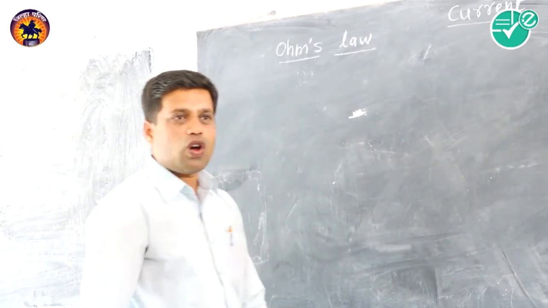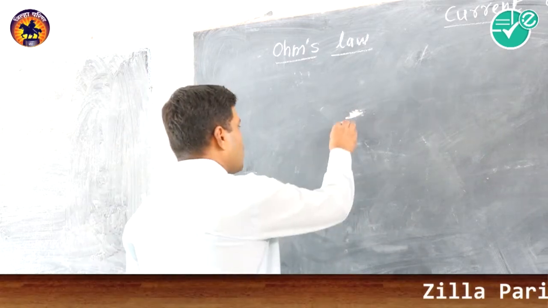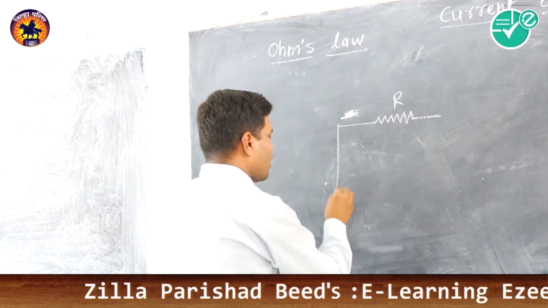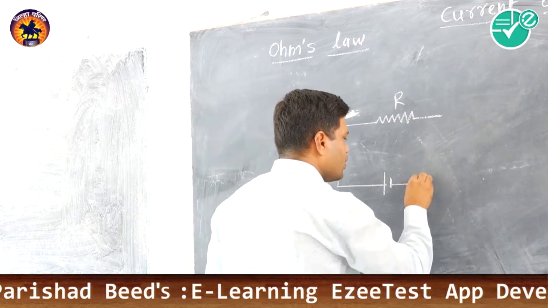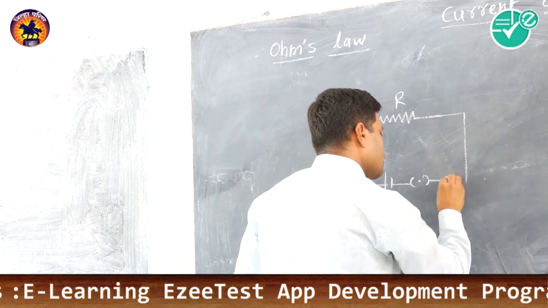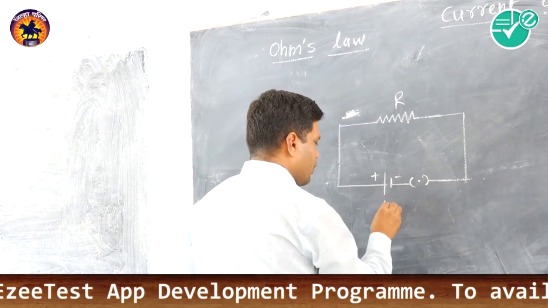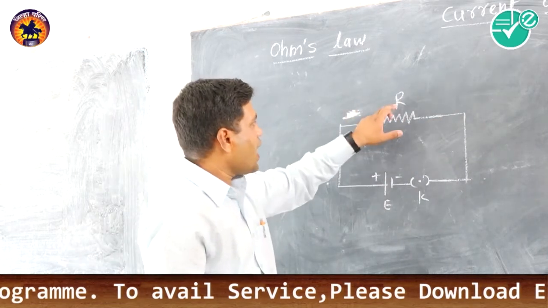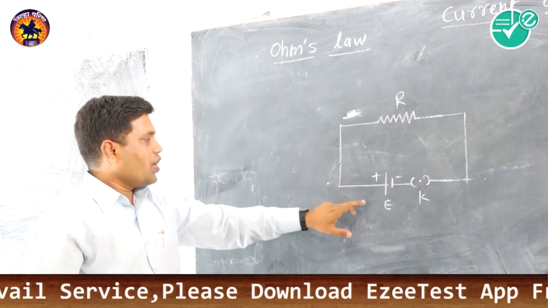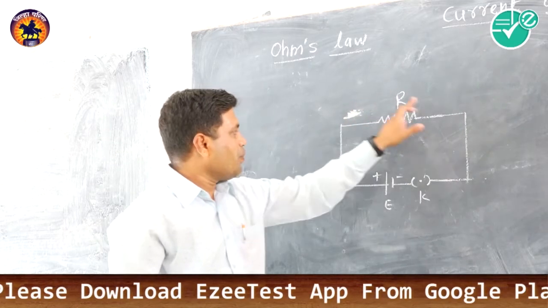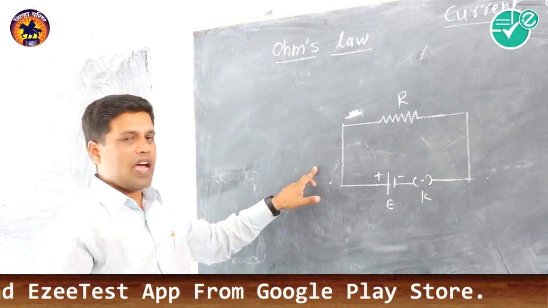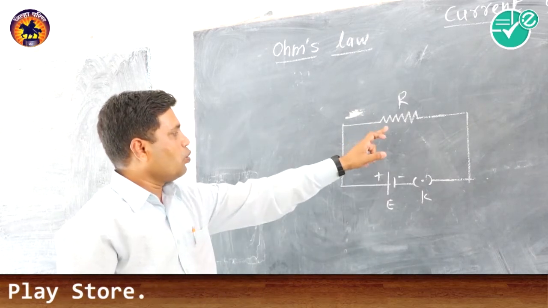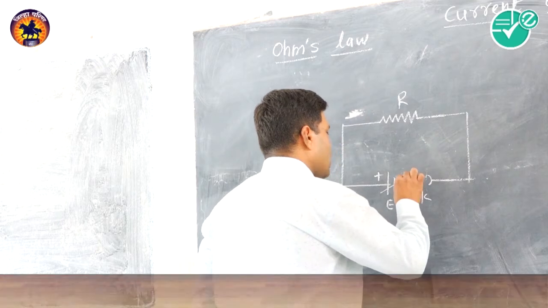Suppose I explain this law with the help of a circuit diagram. Suppose I have a conductor and its resistance I have indicated by R. Suppose I have applied a potential difference to this conductor. This is the cell E, this is the plug key K. This is a conductor which has a resistance R, and if the physical state of this conductor remains constant throughout the experiment, I have already told you what physical state means, then the current flowing through this conductor is directly proportional to the potential difference applied.